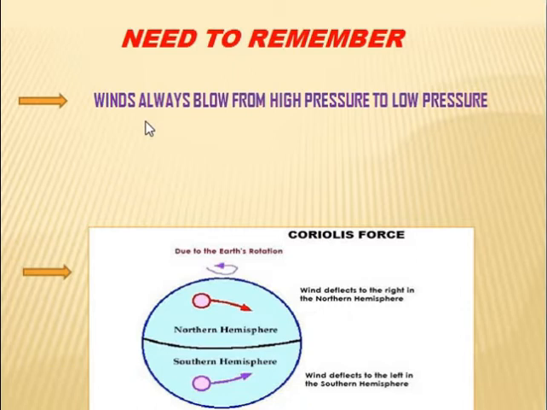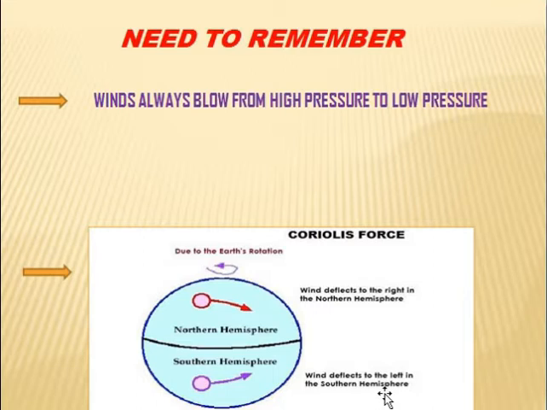Second is due to the rotation of the earth, winds do not cross the isobars. It means instead of blowing in a straight path, it deflects from its original path. And this is known as Coriolis force or Coriolis effect. Due to this Coriolis force, wind deflects to the right in the northern hemisphere and to the left in the southern hemisphere. This concept was developed by W. Ferrel in 1855 and this is known as Ferrel's law.